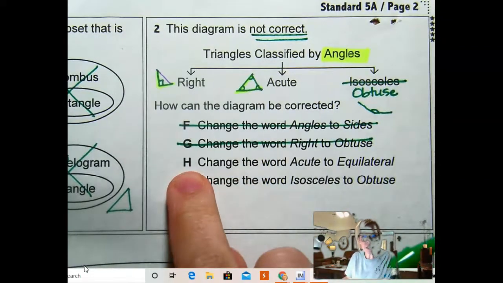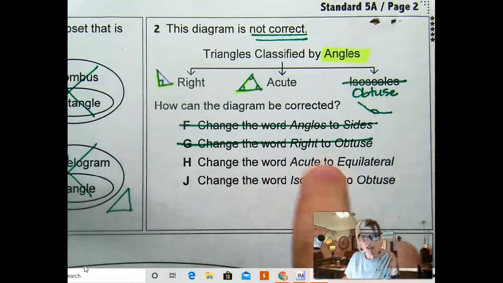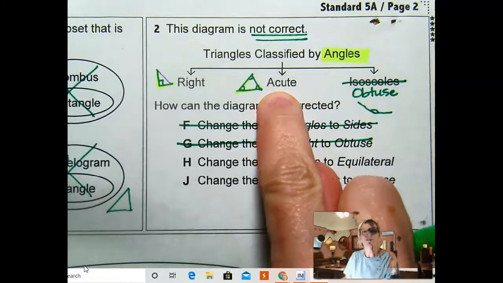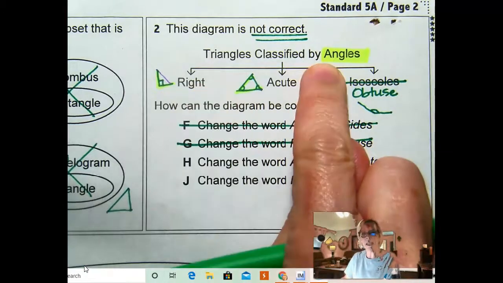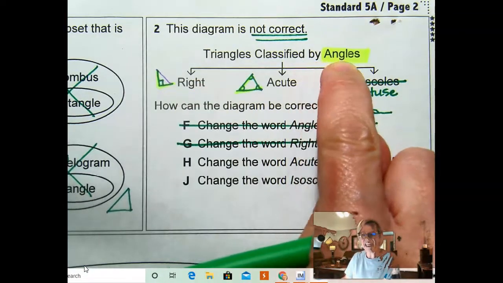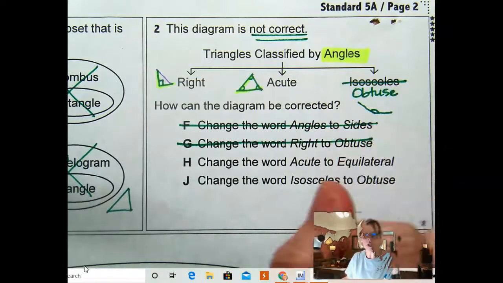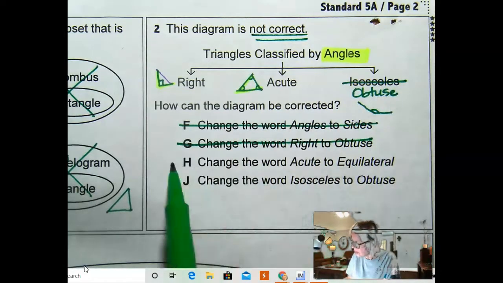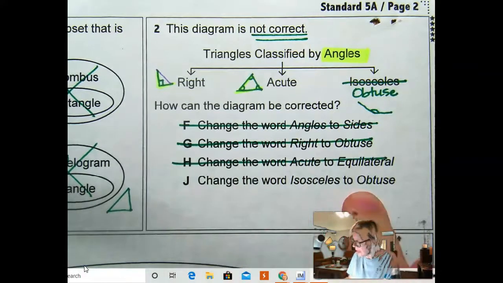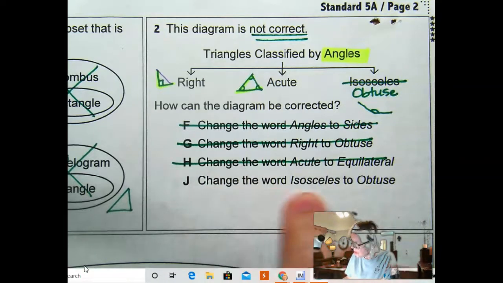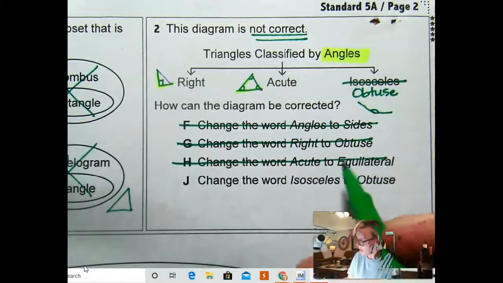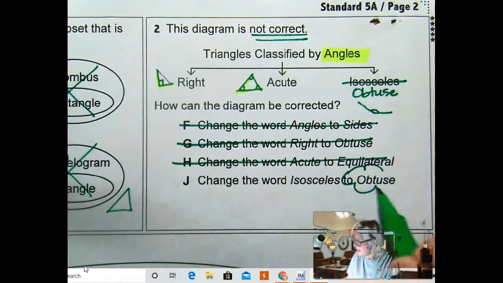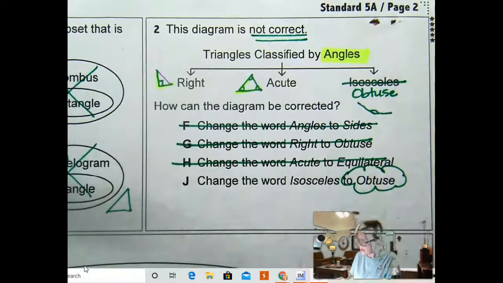Okay, so here it says change the word acute to equilateral. Well, if we did that, then we'd have to change this to scalene and this to sides, and we'd have to make a bunch of changes for that. And that's not what we need to do. Hopefully this is the right answer. Change the word isosceles to obtuse, and yay, that's exactly what we need to do because obtuse is a type of angle. So that's the winner.